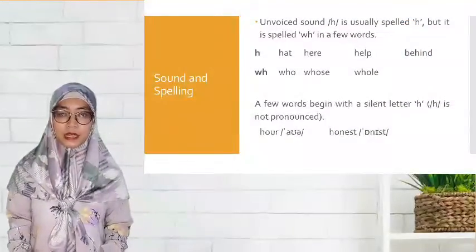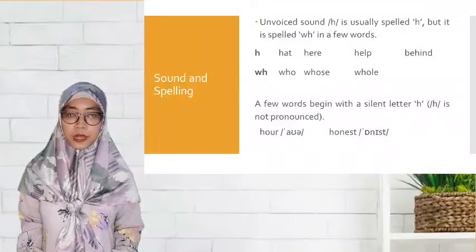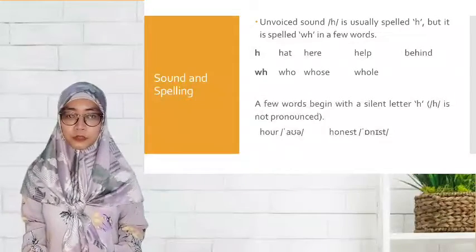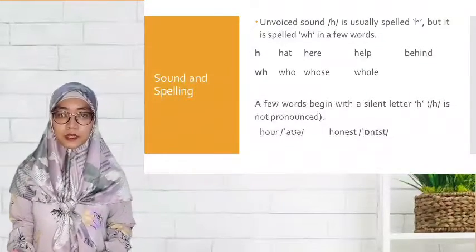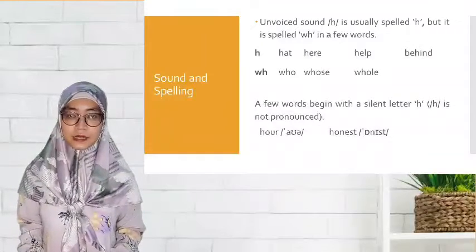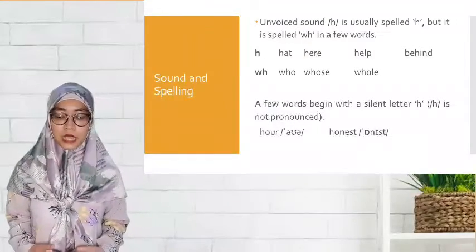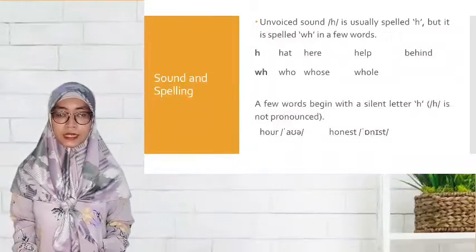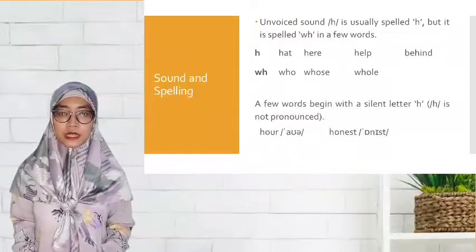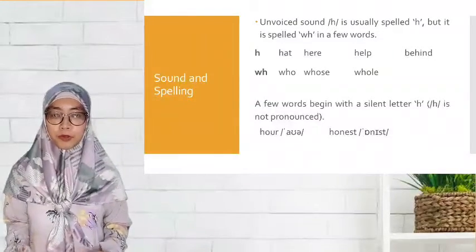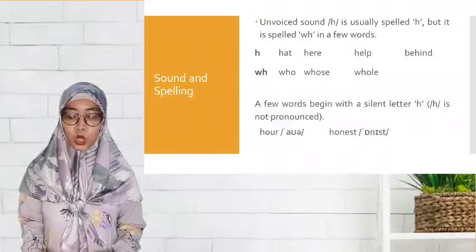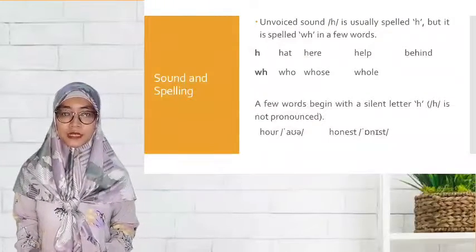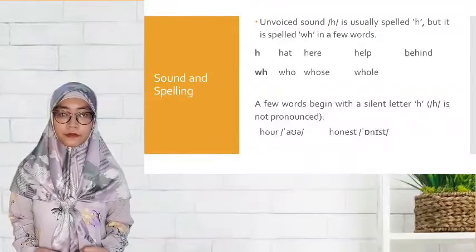The h sound is unvoiced, and usually it is spelled using the letter H. But sometimes you might find some English words that have the h sound but are spelled using W and H letters. For example, in the words hat, here, help, and behind, the h sound is spelled using the letter H. Meanwhile, in the words who, whose, and whole, the h sound is spelled using W and H letters.